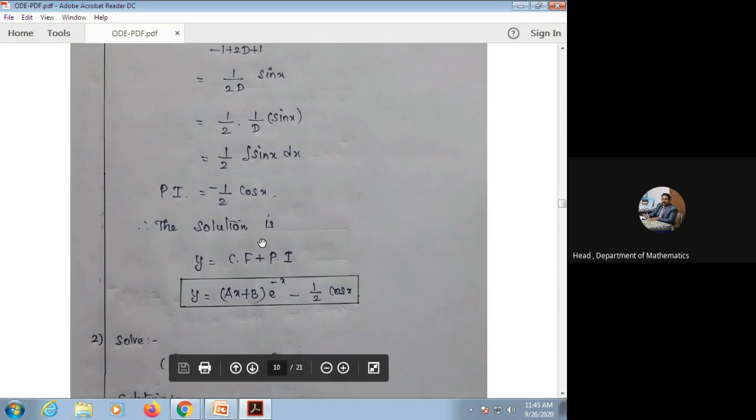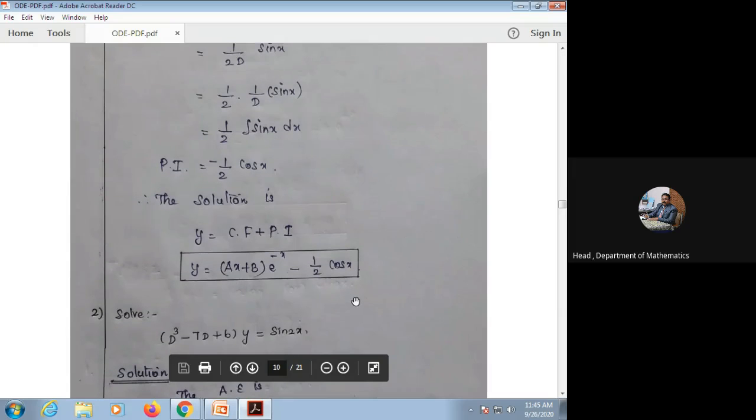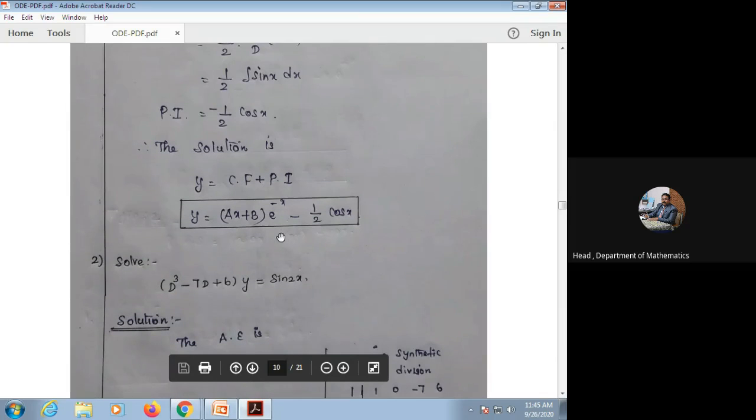Therefore, the final solution is y equal to the complementary function plus the particular solution. We get (ax plus b) into e power minus x minus 1 by 2 into cos x. This is the solution for the type 2 problem.